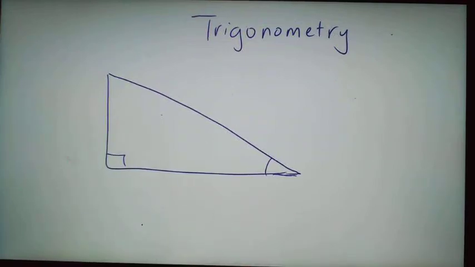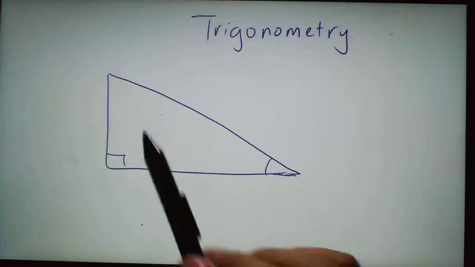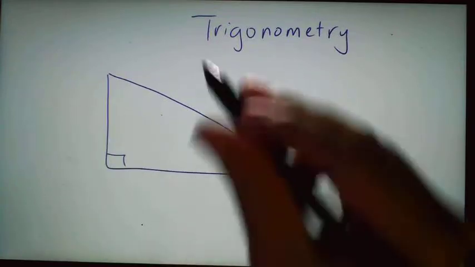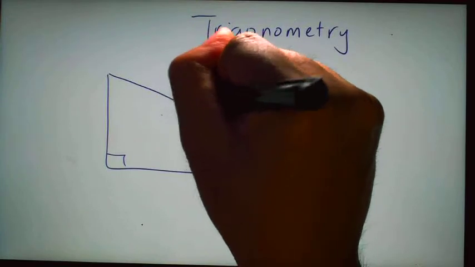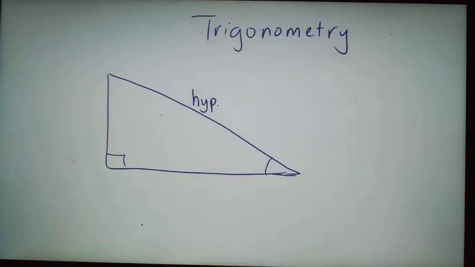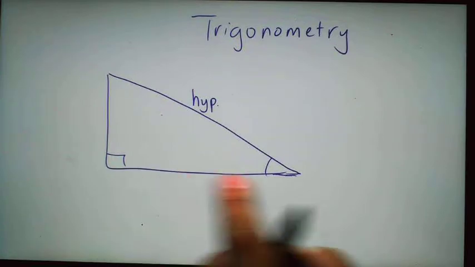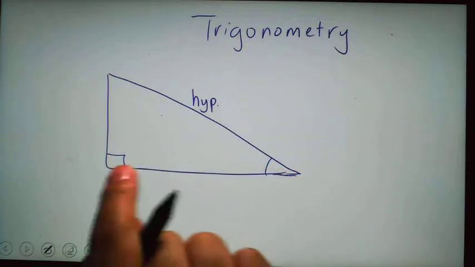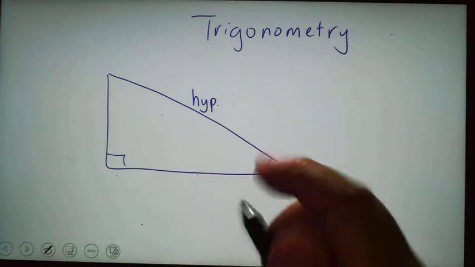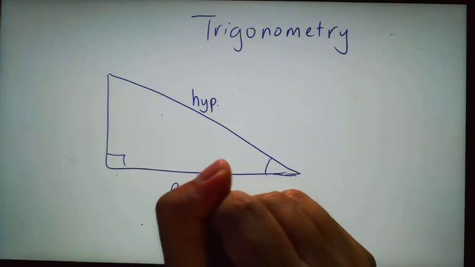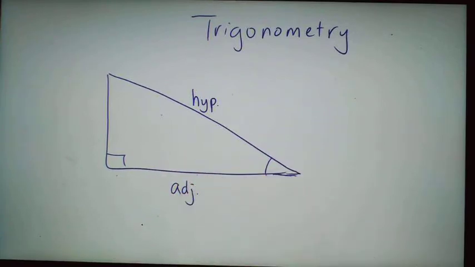So first of all, let's introduce the name of the longer side. This is called the hypotenuse. Usually we just write HYP as the abbreviation. And this line here with the two angles on the line, that's called the adjacent. So we just write ADJ. Okay, adjacent, next to it.